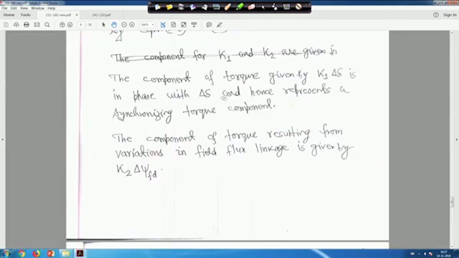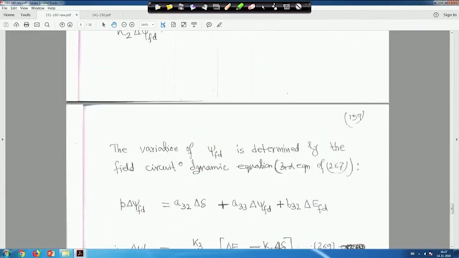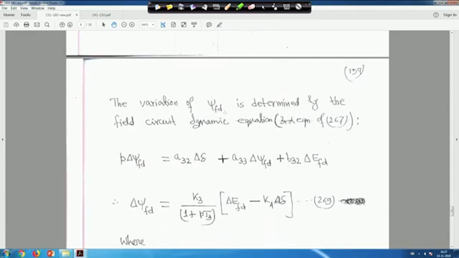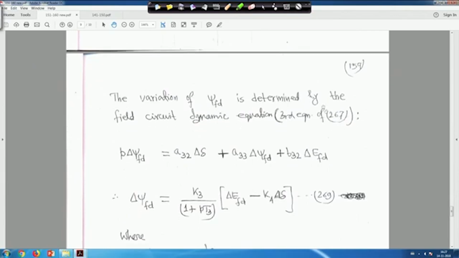So we will go back again. The component of torque given by K1 delta delta, I told you, is in phase with delta delta, we will come to that later, and hence represents a synchronizing torque component. The component of torque resulting from variation in field flux linkage is given by K2 delta psi Fd, right. The variation of delta psi Fd is determined by the field circuit dynamics, that is the third equation of equation 267, the state variable equation we have written, that is P delta psi Fd equals A32 delta delta plus A33 delta psi Fd plus B32 delta Efd.